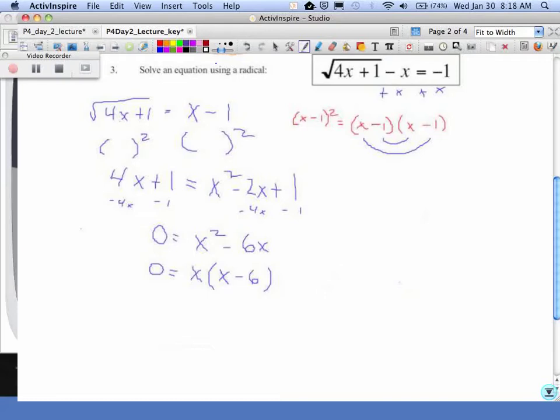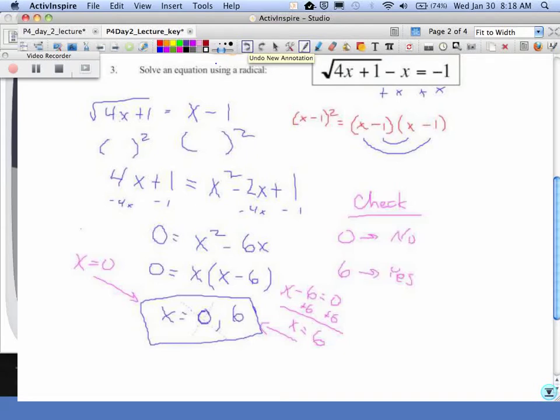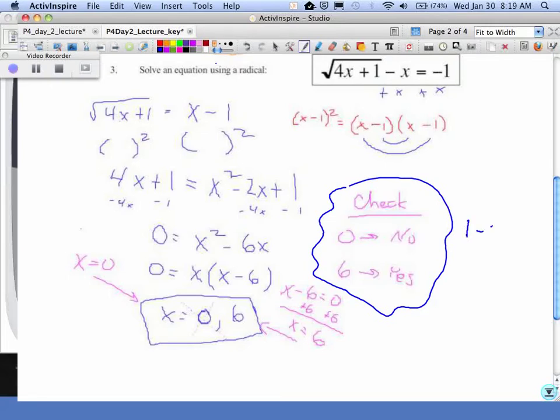Okay? Now, with 0 and 6, you would come off to the side and you would check your work. When you plug 0 back into the equation, 4 times 0 is 0. What's the square root of 1? Minus 0 is equal to negative 1. Is that going to be true? 1 minus 0 is equal to negative 1? No. So that's why I'm saying no, it does not work.